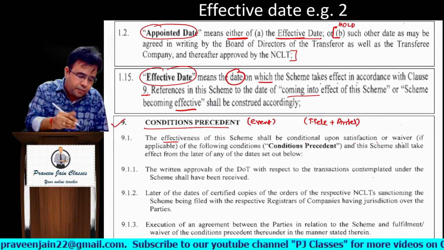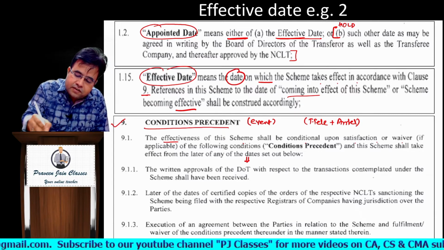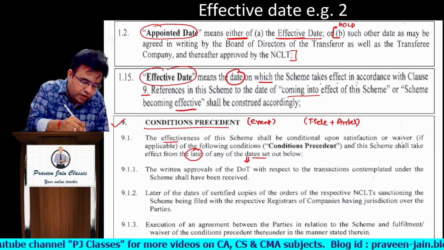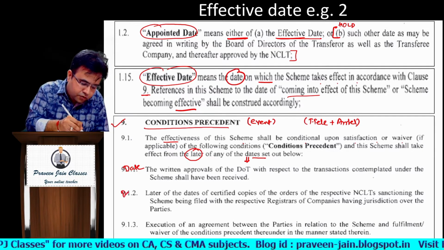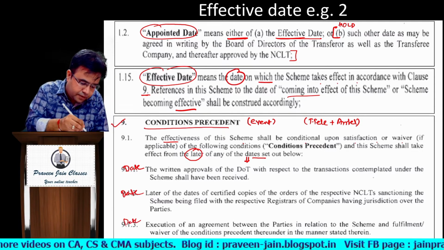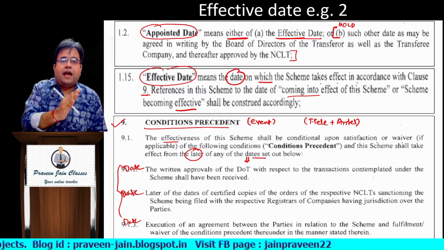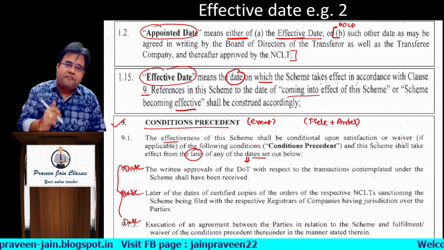Okay. So what is the point they have mentioned, sir? Look, it shall take effect on the latter of any of these dates. So here also one date will be there, here also one date will be there, here also one date will be there. Whichever is the latter, that date will be called what, sir? That date will be the effective date, sir.